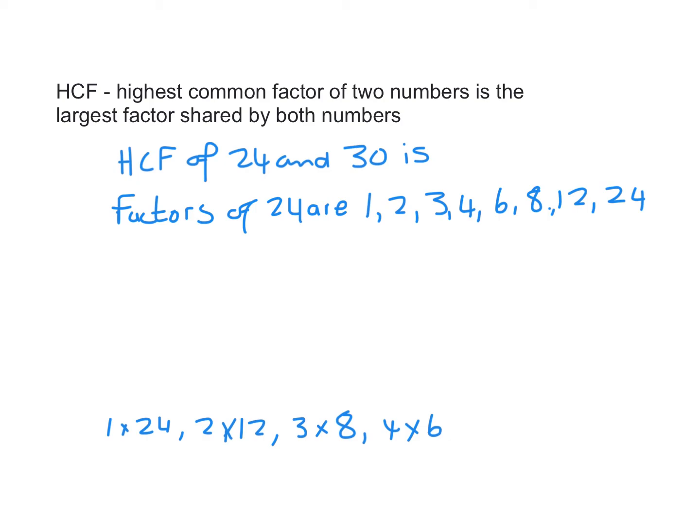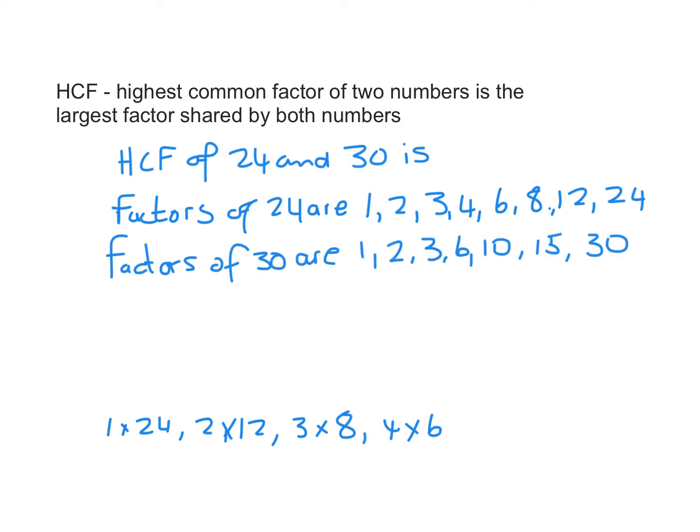I then find the factors for 30, following the same rule as down here. So these are my factors of 30. I then need to look at what is the common number shared by these two numbers that is the largest factor. So having a look at these two sets of numbers over here, where is my largest factor? Well, they share 1, they share 2, they share 3, there's no 4 there, they share 6, and there's no other ones that they share. So therefore 6 is going to be my highest common factor. So the highest common factor of 24 and 30 is 6.